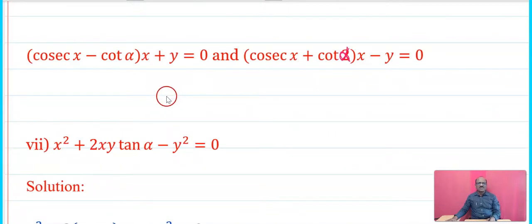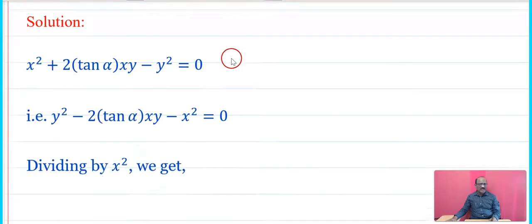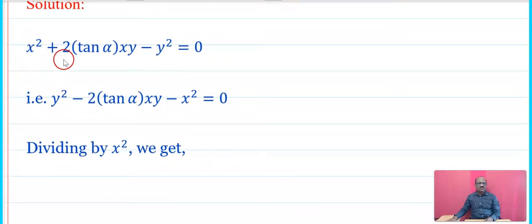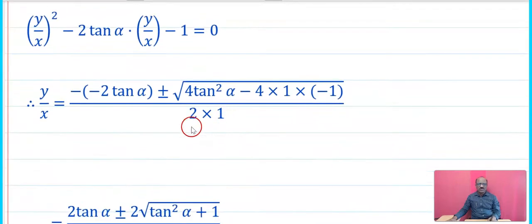These are the equations. Next is x square plus 2xy into tan alpha minus y square is equal to 0. Again here, x square plus 2 tan alpha into xy minus y square equals 0 can be written by multiplying minus 1 on both sides. You will get y square minus 2 tan alpha into xy minus x square equals 0. Divide the whole equation by x square. Then you will get (y upon x) square minus 2 tan alpha into y upon x minus 1 equals 0.